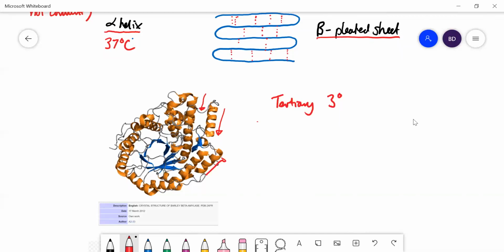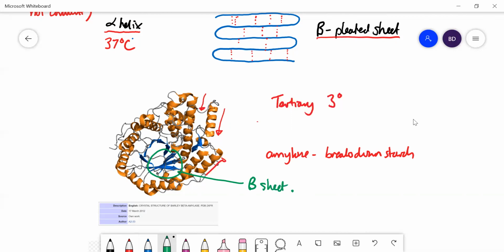This is actually amylase from barley. What amylase does is break down starch into maltose. It's an enzyme, present in barley seedlings. You can probably also see here these blue bits. Can you see them there? That is a small region of beta pleated sheet.